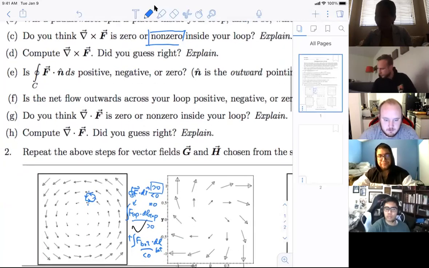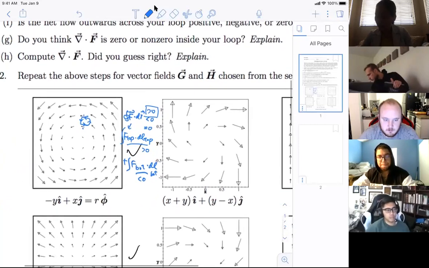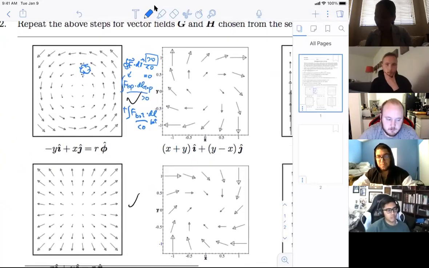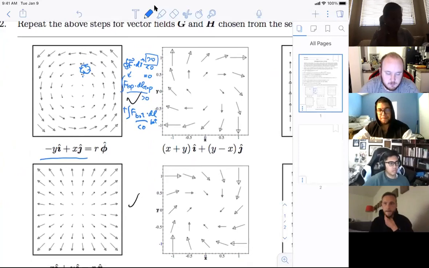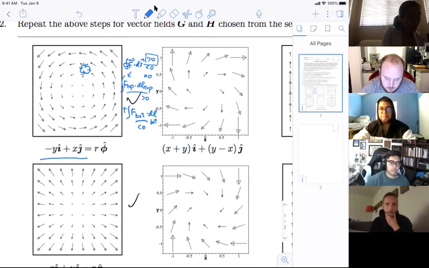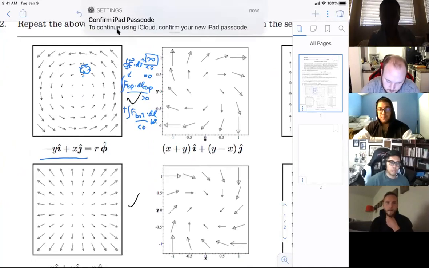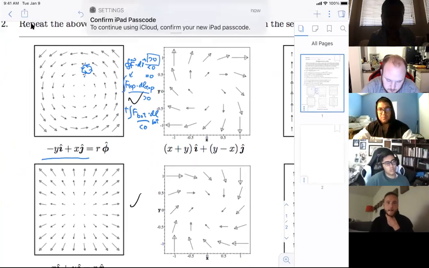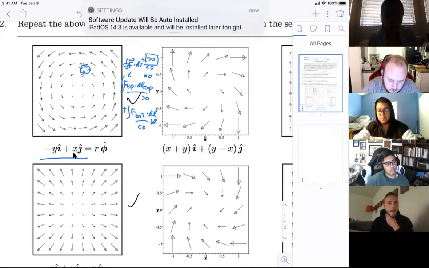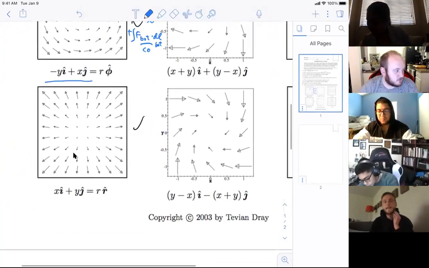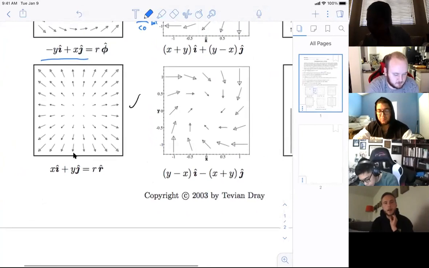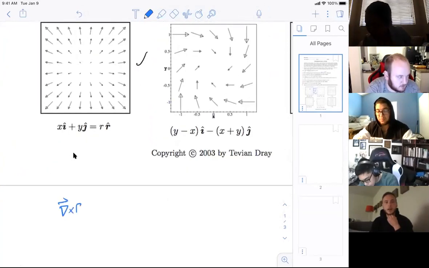And now let's compute. Has any group got the chance to actually calculate the curl? Yes, we did. What is the result that you got? We said it was positive 2k. So the first is negative y, x-hat, y-hat. Positive 2k, you said, right? Yes, that's right. Very good.